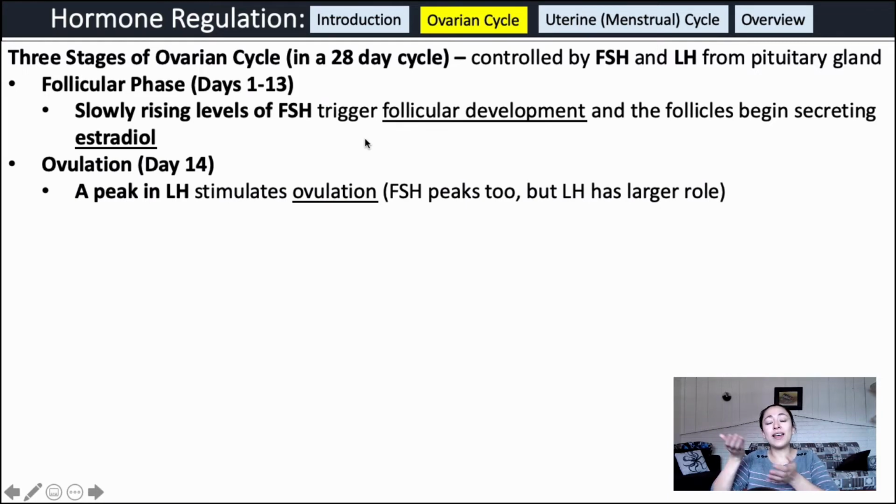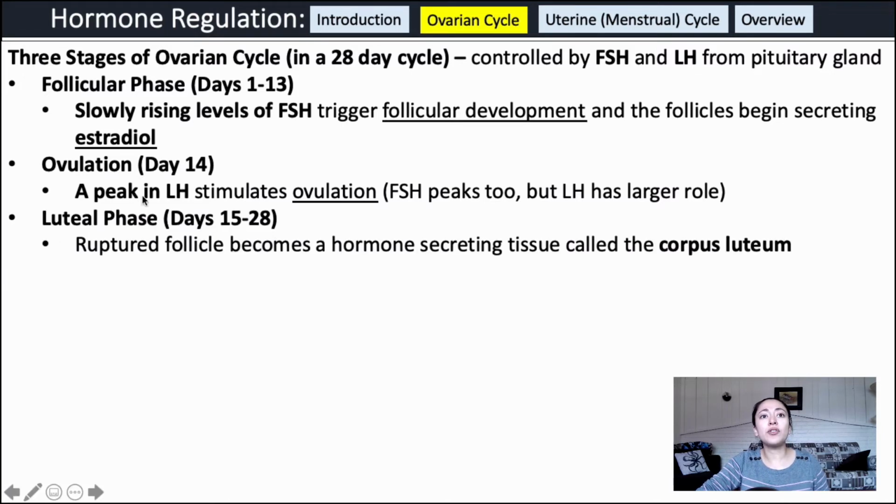This is followed by ovulation, which occurs around the middle of a female's monthly cycle, around day 14. A peak in LH is what stimulates ovulation to occur. Now, if you looked at the graph from before, you'll notice that FSH also peaks around day 14, but LH is going to have a larger role in triggering ovulation to happen. After day 14, this is followed by what we call the luteal phase, and this is going to occur between days 15 to 28 of a female's monthly cycle.